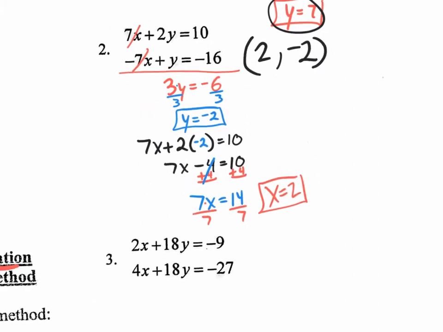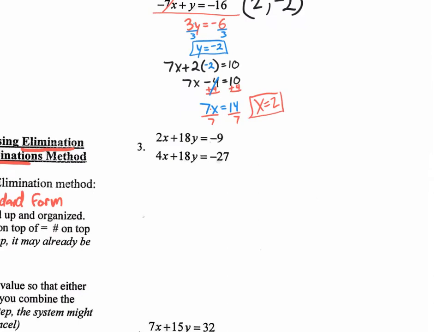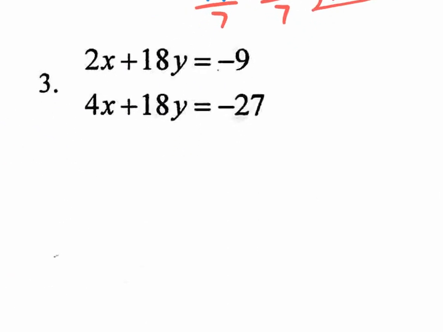Okay, guys, so once again, the top 2 questions, the top 2 systems we've done, they've been ready to combine and cancel. But if I take a look at number 3 right here, are they lined up? Yes, they're in standard form. Are they ready to combine the lines in order to eliminate an x or a y? No. Right? Like, check it out.